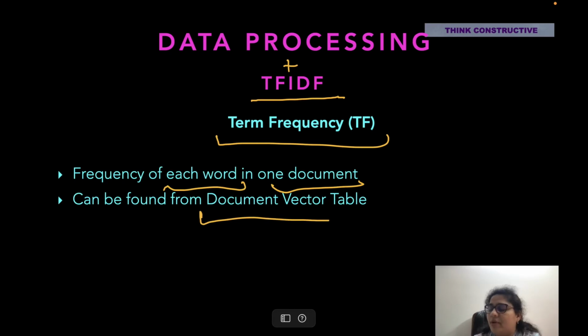It can be found from the document vector table. You remember what the document vector table is? The output of my bag of words algorithm, the table in which the frequency of each unique word was captured for each and every document separately. That was my document vector table. So term frequency can be found in this: the frequency of each word in one document.